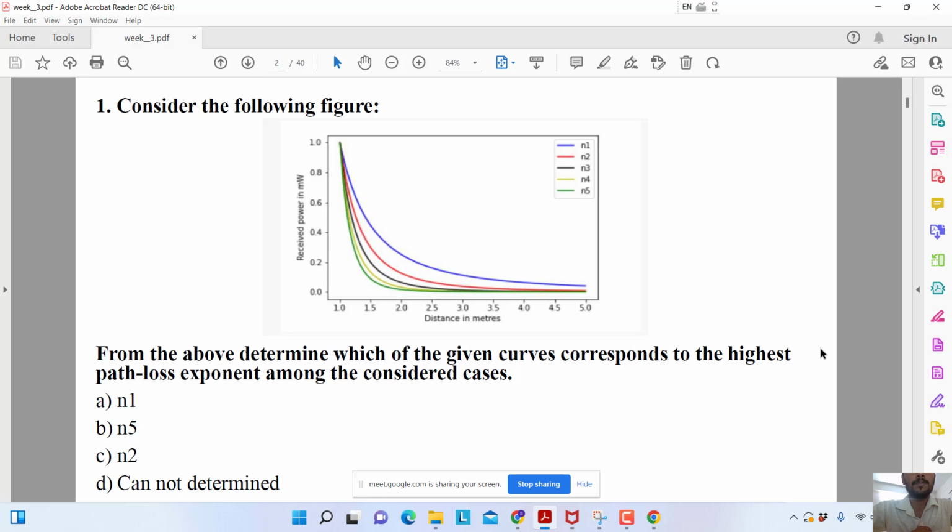This is question number one. Here we have one curve. The curve is plotted between the received power and the distance. We have to determine which of the given curves corresponds to the highest path loss exponent among the considered cases. So we have to tell which line has the highest path loss exponent. Please try. After a few minutes, we will see the solution.